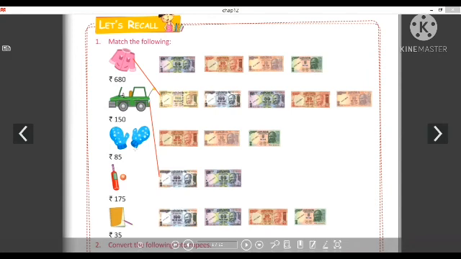Next, gloves 85. So 50, 60, 70, 80 and 5, 85. Next, this bat and ball together cost rupees 175. So 150, 60, 70 and 5. So this will be matched with it. And this book and notebook and pencil 35. So only one is left. 20 and 10, 30 and 5 is 35. So this matching is also done.